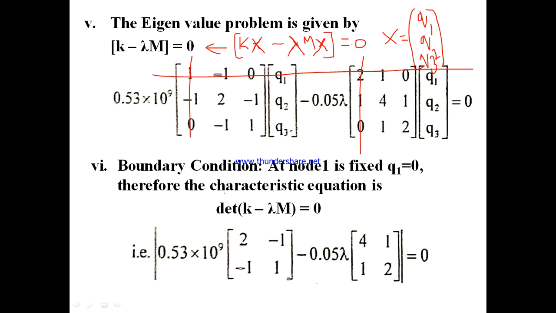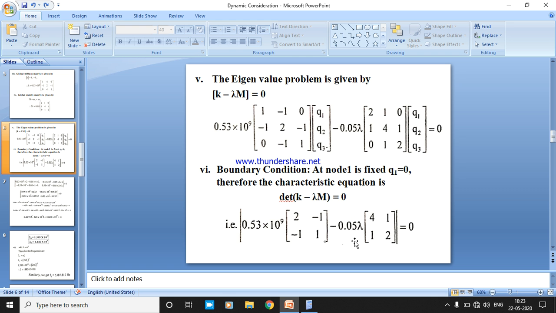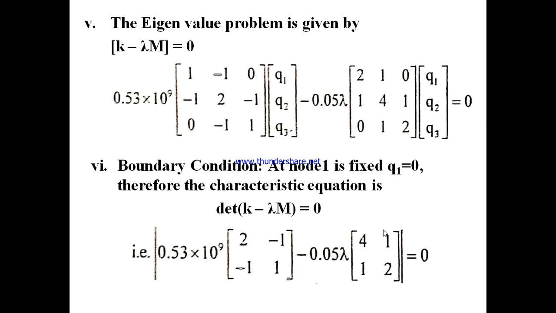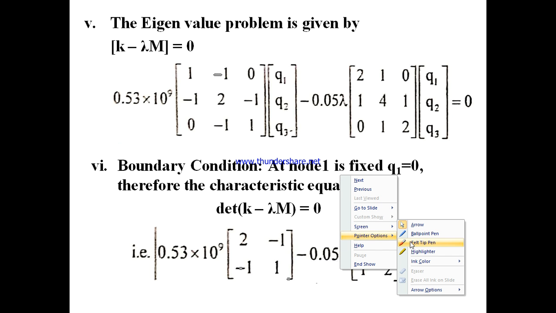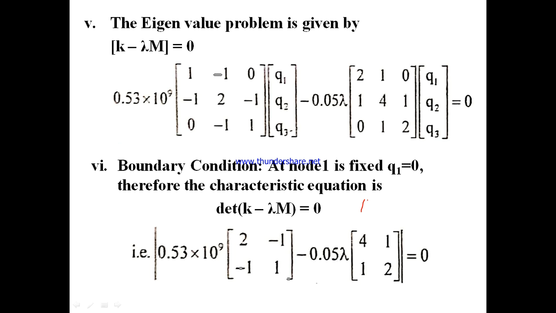To solve for lambda I need to go for the characteristic equation. What is the characteristic equation? The characteristic equation is the determinant of k minus lambda m is equal to 0. The same thing I wrote. I took only the k value and m value. So q1, q2, q3 I didn't take, because in the characteristic equation we need not consider that. So it is equal to 0.